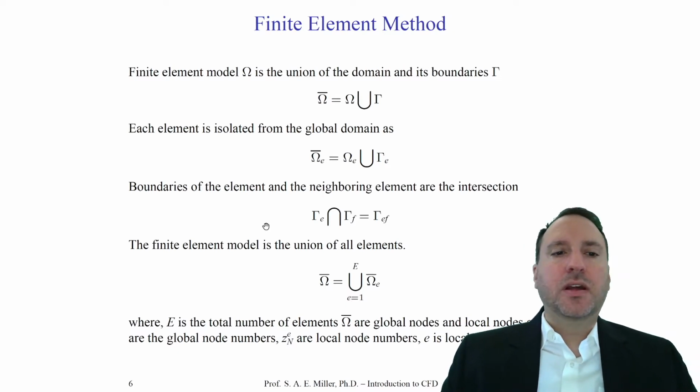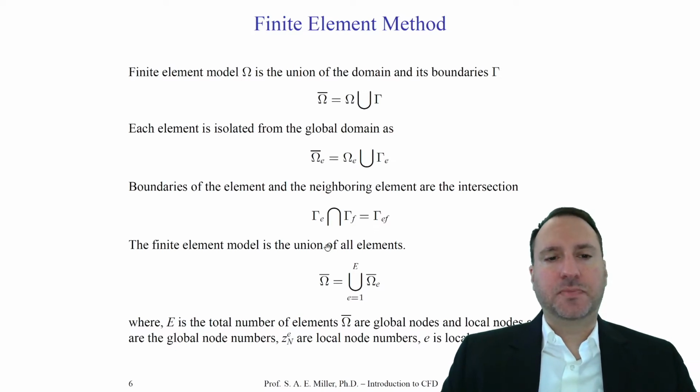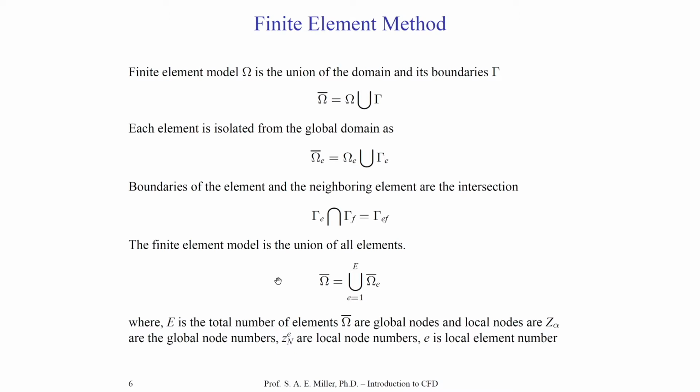Very simple. The boundaries of the element and the neighboring element, therefore, are the intersections. So each particular element would have, of course, a shared boundary with neighboring elements, perhaps element F. So the intersection of the boundary of element E with element F will just be gamma sub EF. That's our notation. Finally, a finite element model will be the union of all elements. So the whole domain, of course, will be the union of all our elements. This is all just set-builder notation and standard.